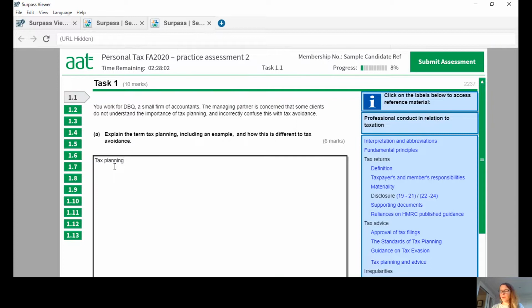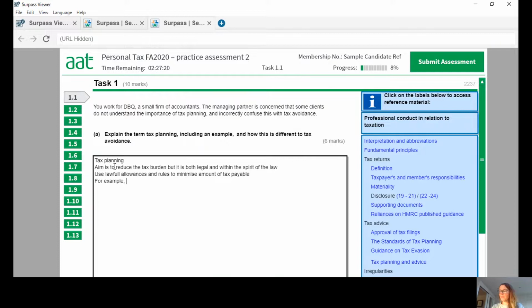So tax planning first of all. The aim is to reduce the tax burden, but it is both legal and a term they often use is within the spirit of the law. So it's like as the law was intended to be followed. So you will use lawful allowances and rules to minimize the amount of tax payable.